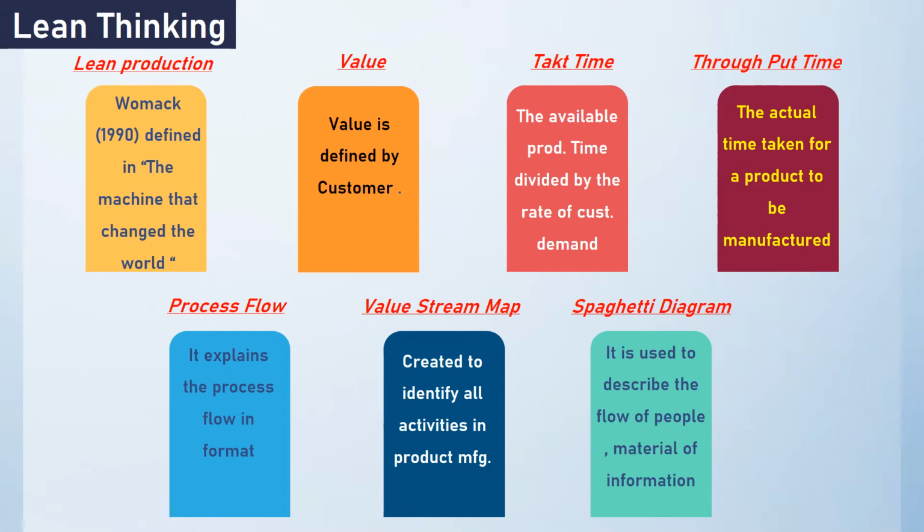It's created to identify all activities of the manufacturing process. The spaghetti diagram is the same way, but it is used to describe the flow of people, material and information.